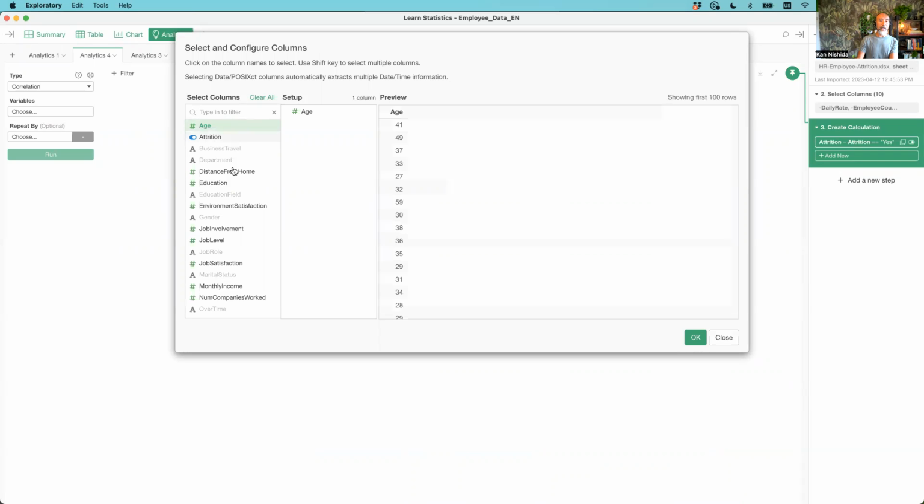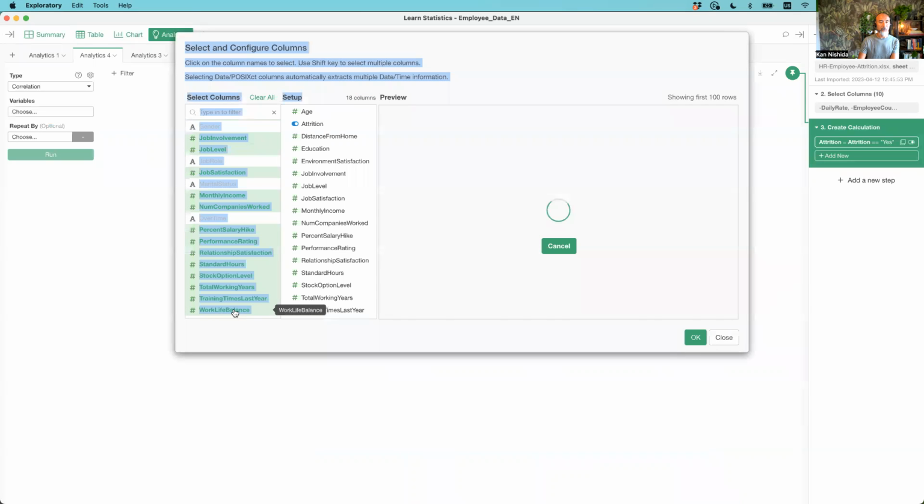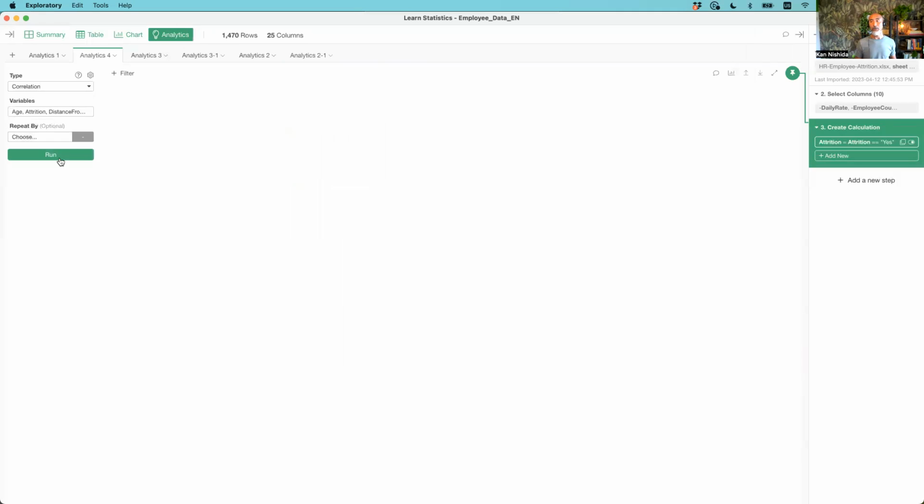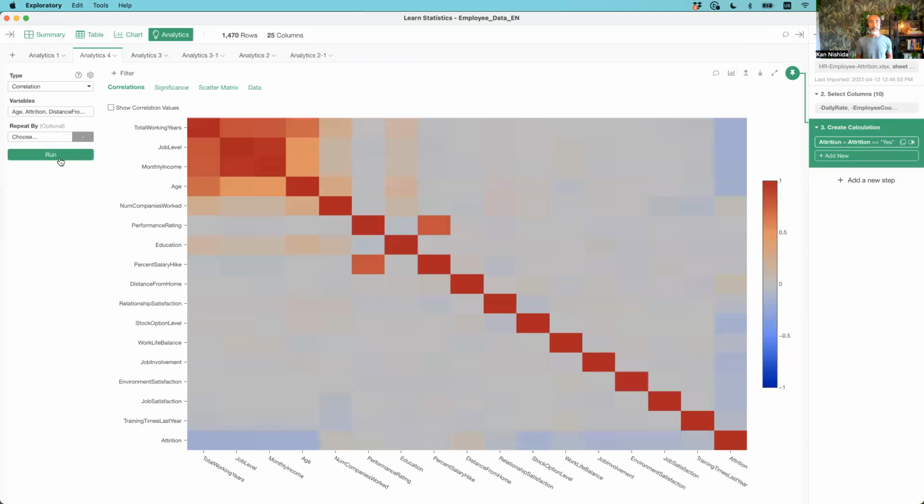So anyway, from age to work-life balance, using the shift key, I selected all of them and clicked OK, and then clicked the run button. This way I can see all the correlation numbers. I can calculate the correlation numbers for every single combination.